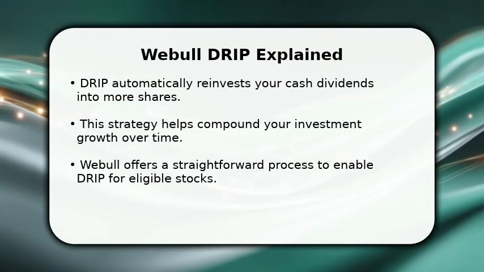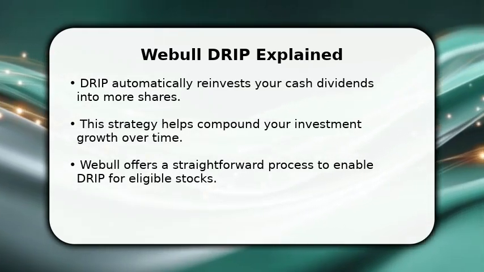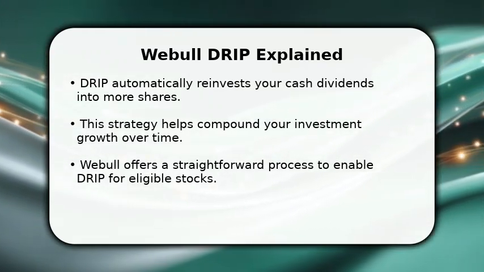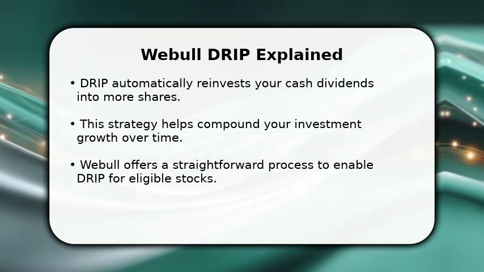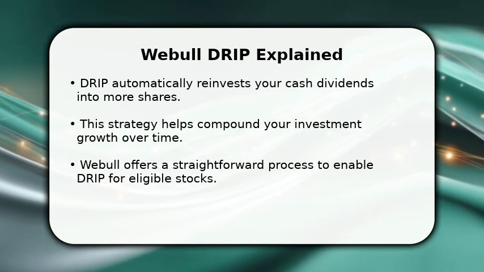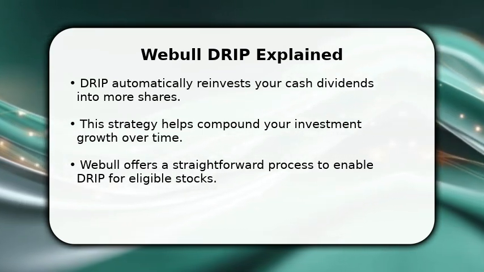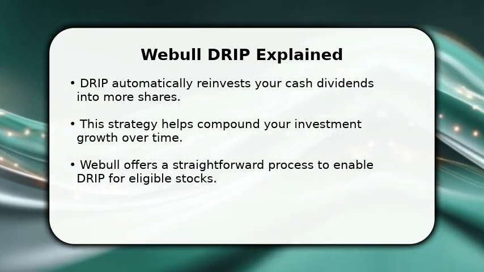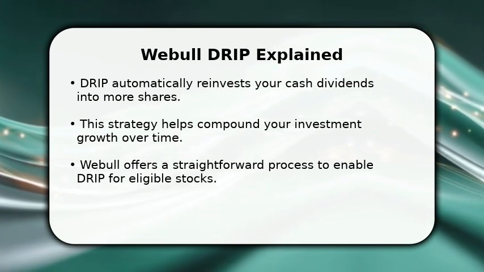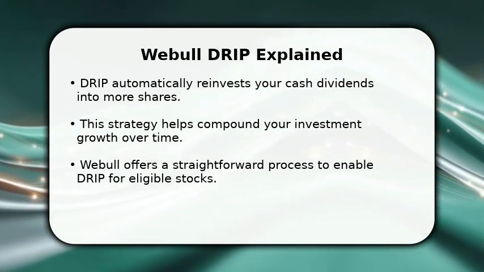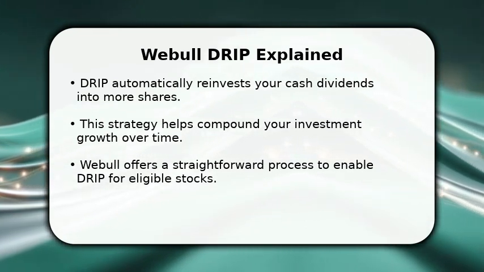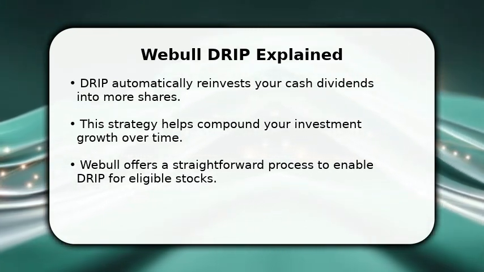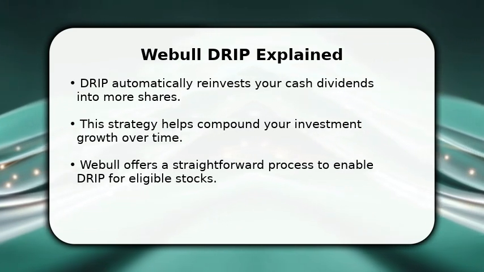In this video, I will explain how to use DRIP on Webull. First, understand that DRIP, or Dividend Reinvestment Plan, allows you to automatically use your cash dividends to purchase additional shares of the same stock. This can significantly boost your long-term returns through compounding. We'll walk through the simple steps to activate this feature within your Webull account, ensuring your investments work harder for you without constant manual intervention.